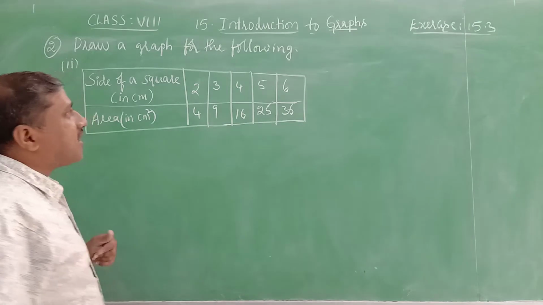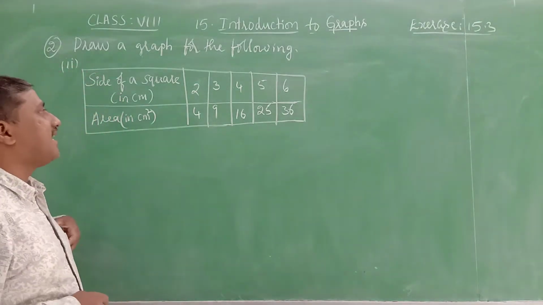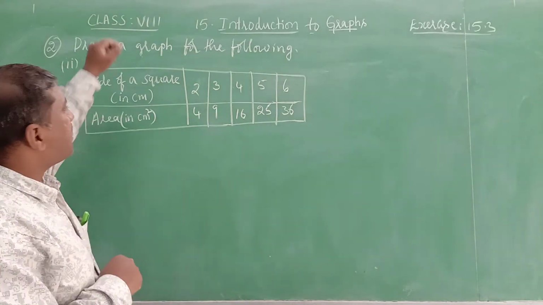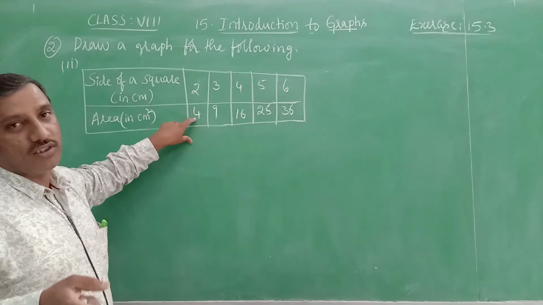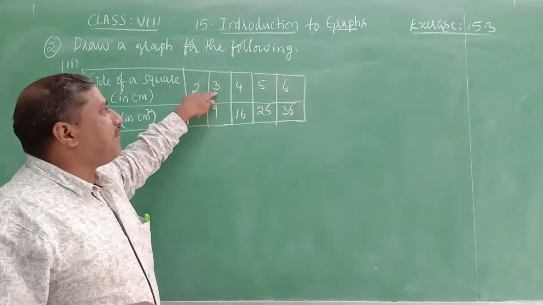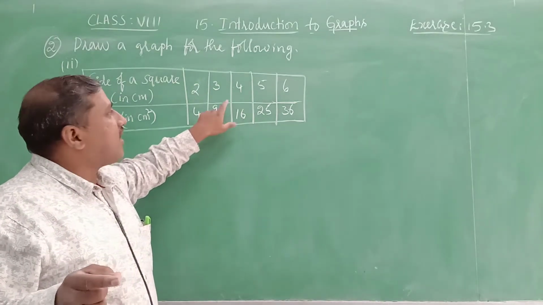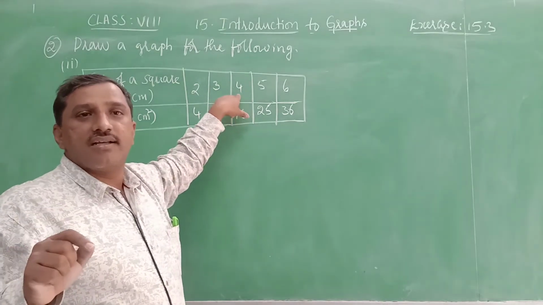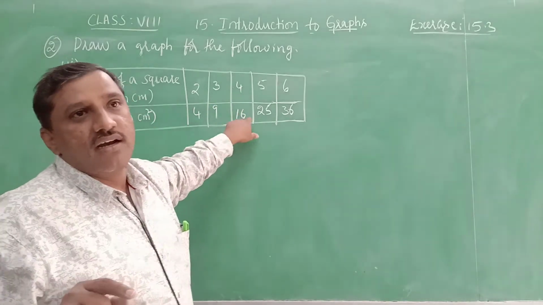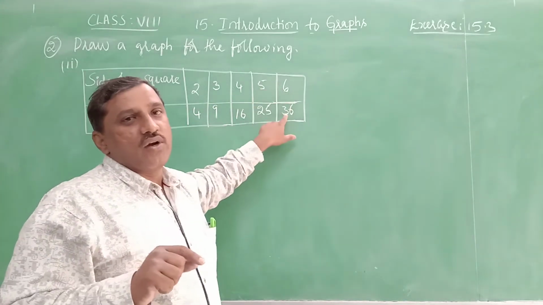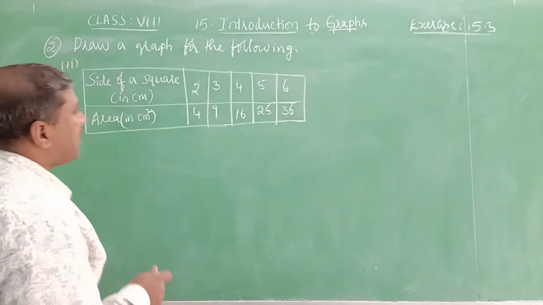What is the formula to calculate the area of a square? It is side into side. If 2 centimeters is the side, 2 into 2 is 4 square centimeters. If 3 centimeters is the side, 3 into 3 is 9 square centimeters. If 4 centimeters is the side, then 4 into 4 is 16 square centimeters. Similarly 5 into 5 is 25 square centimeters, 6 into 6 is 36 square centimeters.